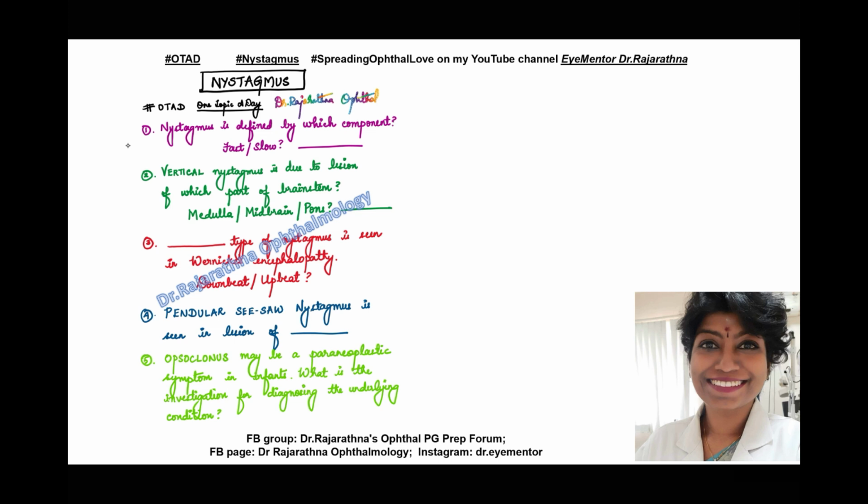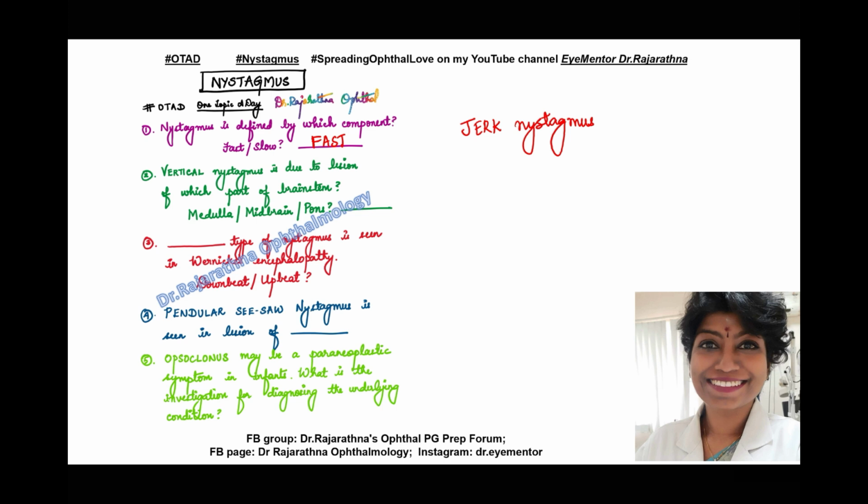Nystagmus is defined by which component? In the previous nystagmus video that I had done on optokinetic nystagmus, I had already told you that it is the fast corrective component that decides the name of the nystagmus, especially when we are talking about jerk nystagmus. So it's the fast component which decides the name of the nystagmus. All right, so it's a very simple question if you had watched that video.